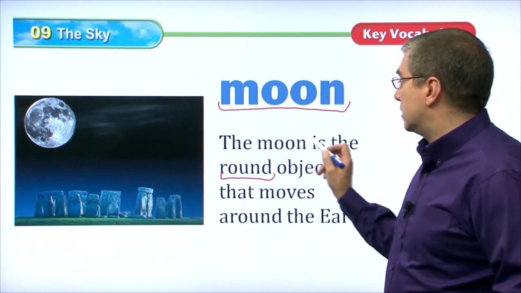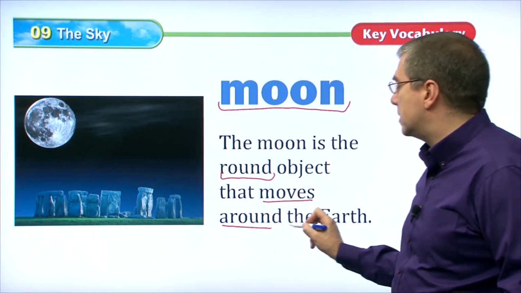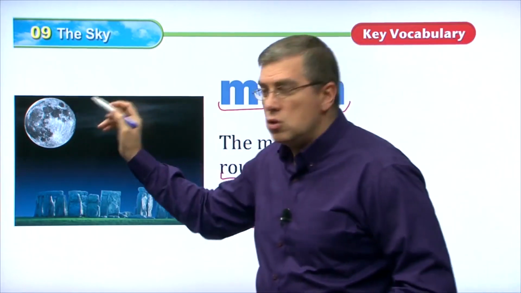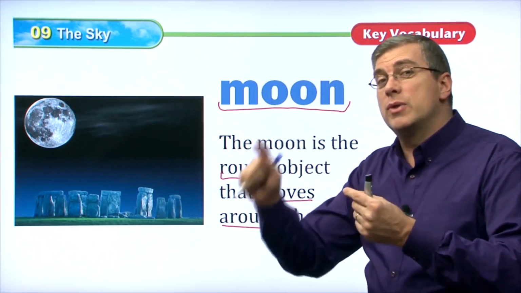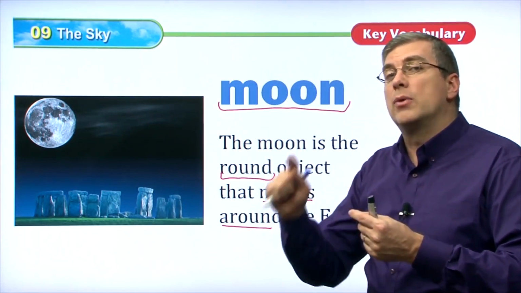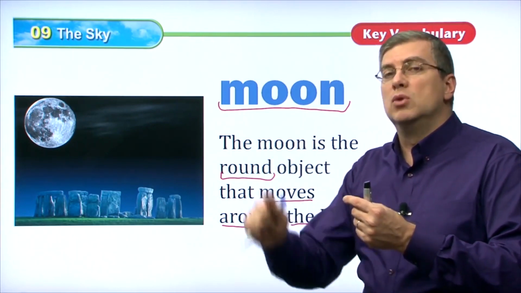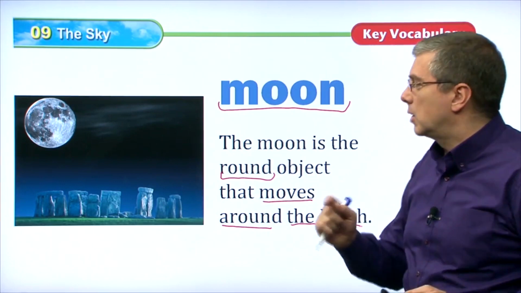The moon is a round object that moves around the earth. So the moon is moving around the earth. We'll see a diagram of that later, but it's moving around the earth. The earth doesn't move around the moon. No, the moon moves around the earth. Okay, let's continue.